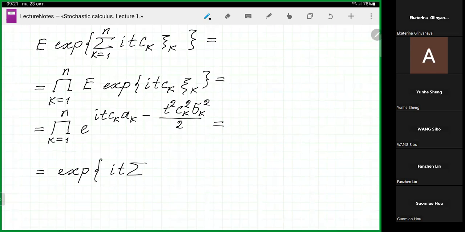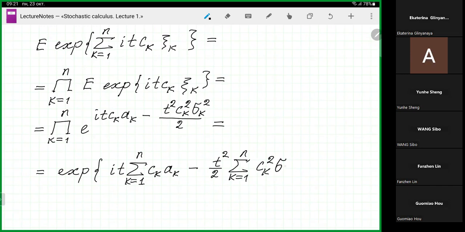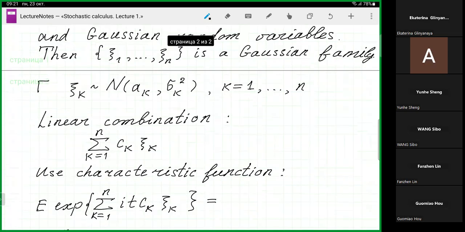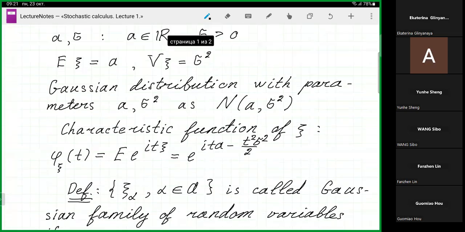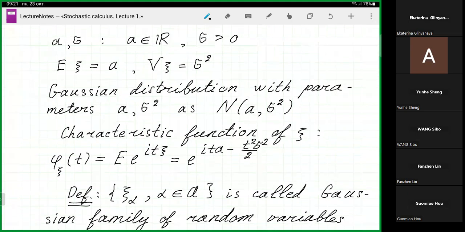E multiply on the sum from k equal 1 to n, ck ak, minus t square over 2 multiplied on the sum from k equal 1 to n, ck square sigma k square. You see, we have here an expression which exactly coincides with the characteristic function of a Gaussian random variable.